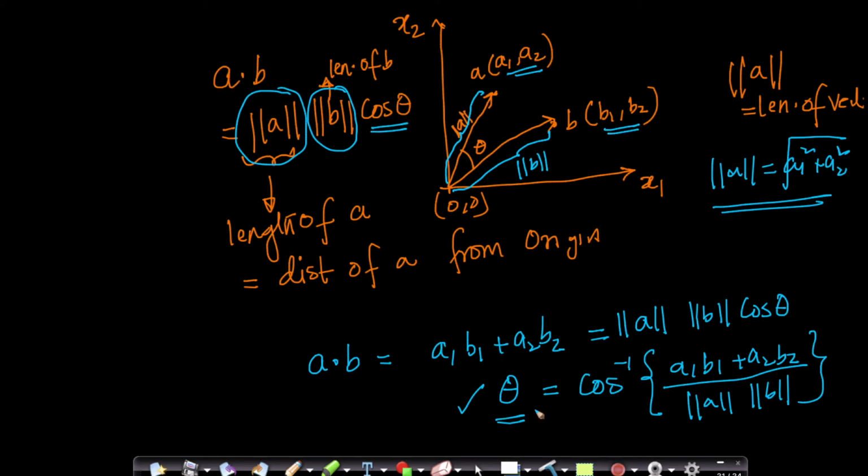Basically, I can write the length of A in terms of A1 and A2. So if you just give me the components A1, A2, B1, B2, I can find the angle between those two vectors. Now this takes us to an interesting idea. What if I have two vectors? Let's say I have a vector A here and I have a vector B here.